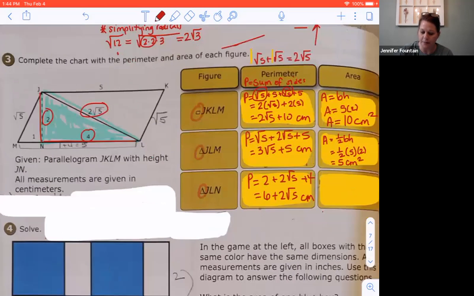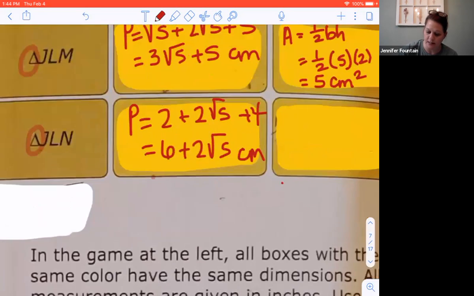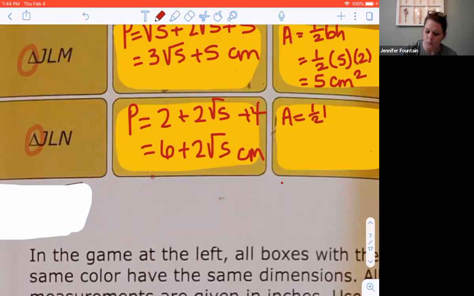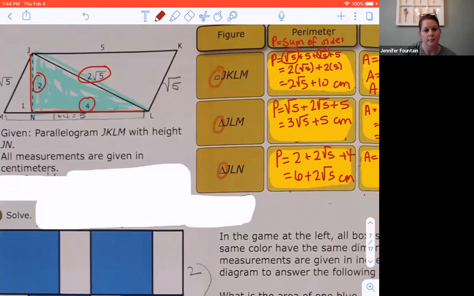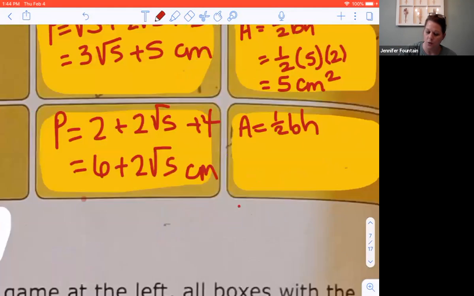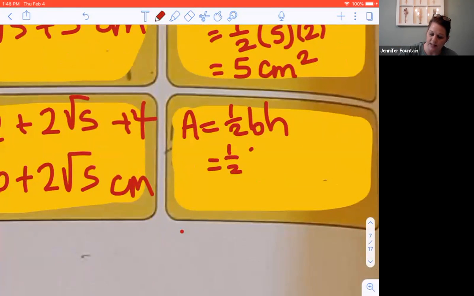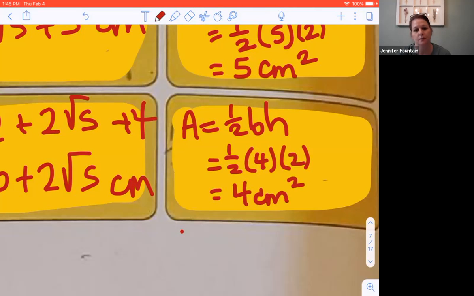And then finally for area equals base times height. One of the things that I like to do is go ahead and write the formula because it helps me to remember exactly what I'm supposed to do. And then that way I don't forget to plug something in. And especially when I'm doing the area of a triangle, I don't forget to multiply it by 1/2. So we said the base here is 4 and my height is 2. So I have 1/2 times 4 times 2. 4 times 2 is 8, and half of that is 4. So I have 4 centimeters squared.